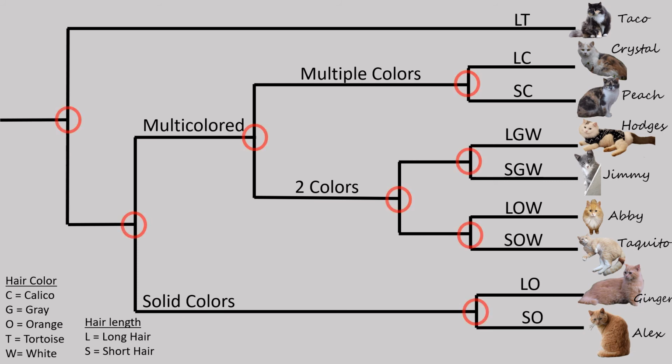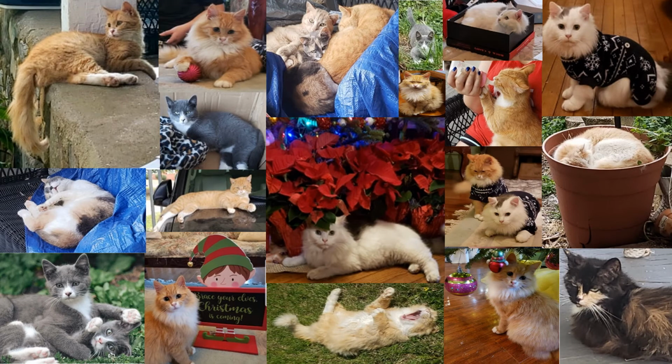First, we have internal nodes. These internal nodes are shown on the picture and denote a common ancestor between the species. Please note that nodes that are more left diverge first. By looking at these common ancestors, we can see which OTUs are more closely related. For example, we can see that Hodges and Jimmy are more closely related than Alex and Abby, and they share a more recent common ancestor. By using phenotypic trees, we can see how species diverge over time.